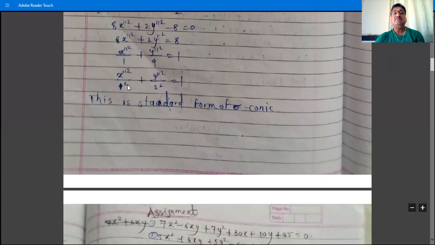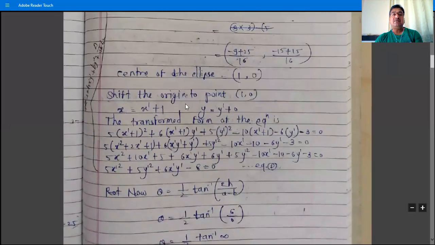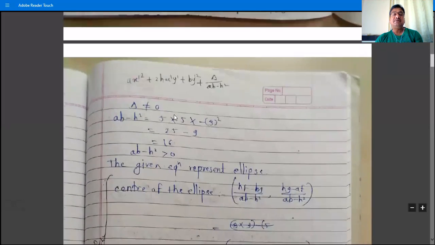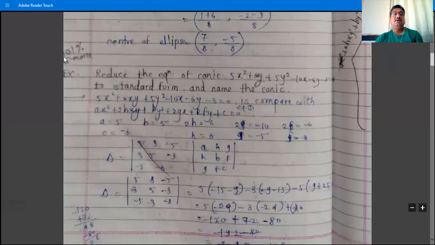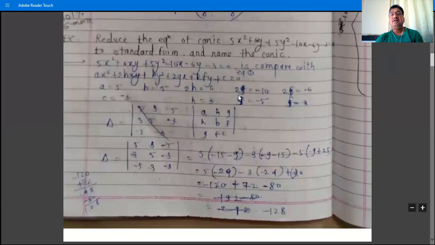So what is the standard form of the ellipse? x square by a square plus y square by b square is equal to 1. These types of examples are very important. There is a 100% probability of these questions being asked in the exam. So for 6 marks: reduce the equation of conic to standard form and hence name the conic.